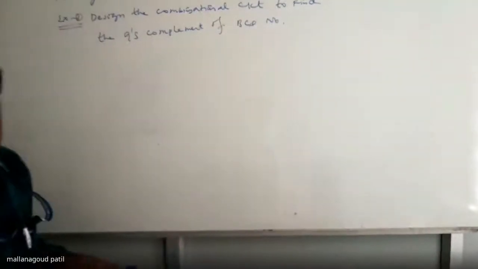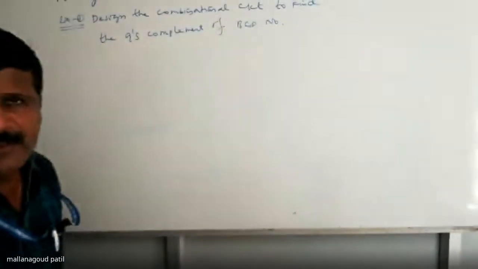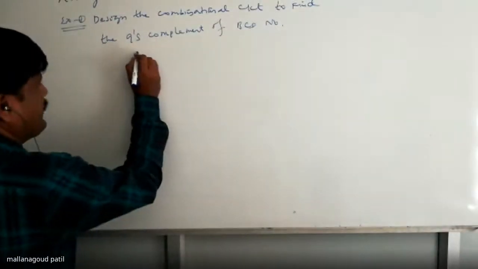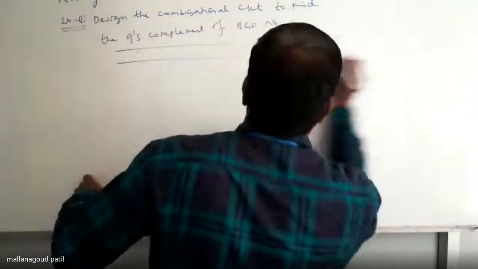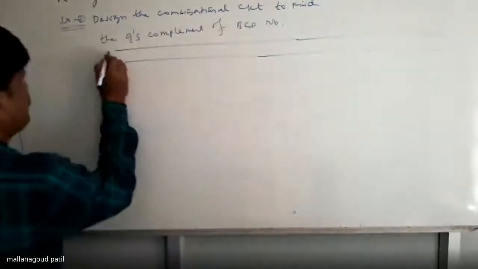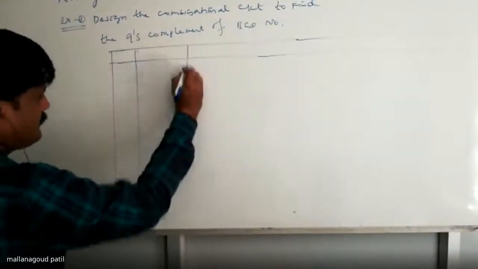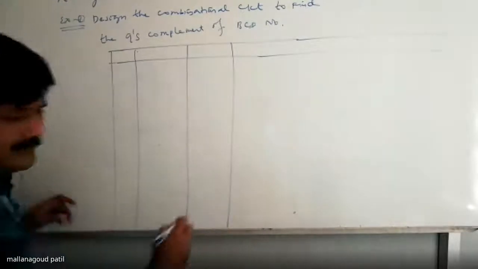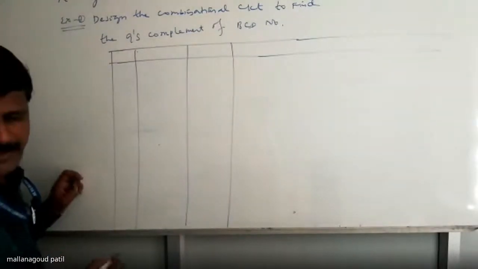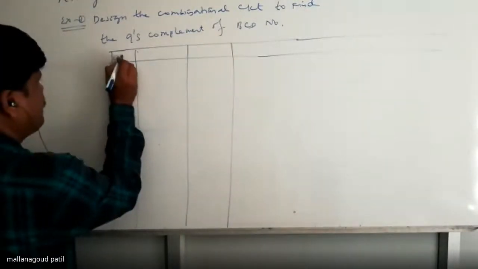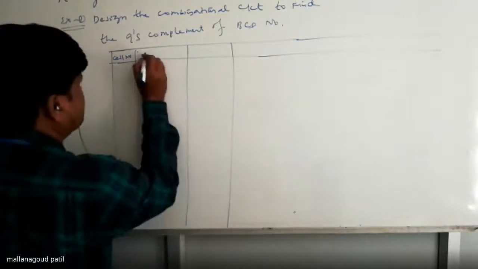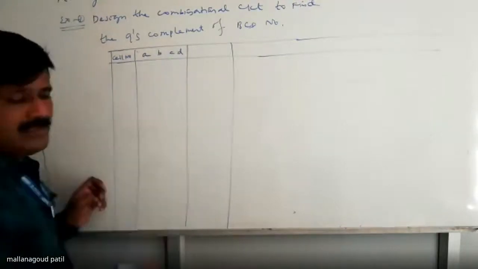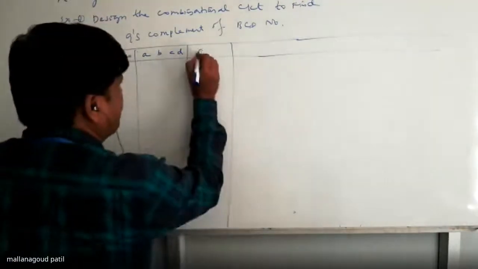Now we'll start the table representation. For the table representation, you have to draw a double line. Take the cell number, then you have a count of inputs A, B, C, D, then you have a 9th complement.